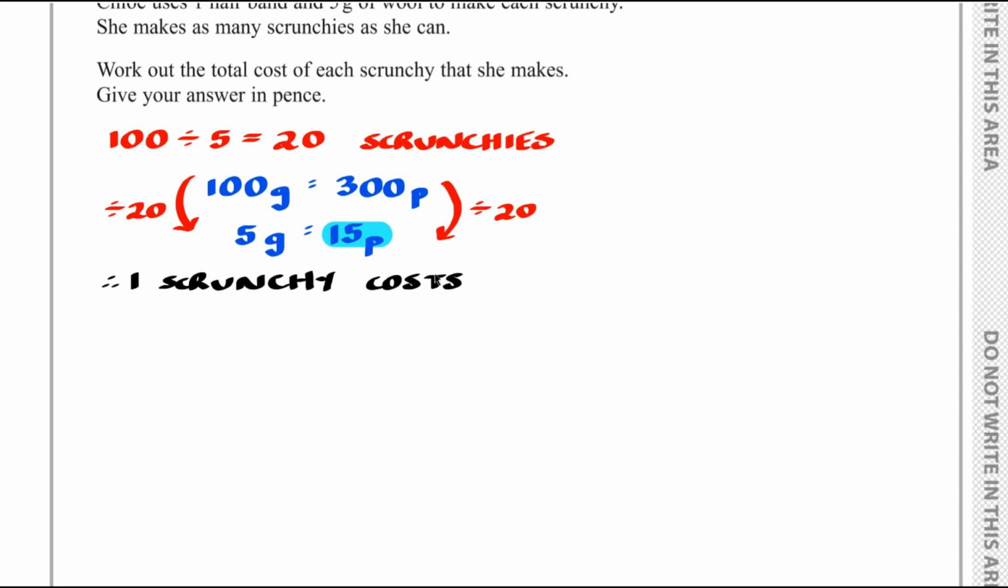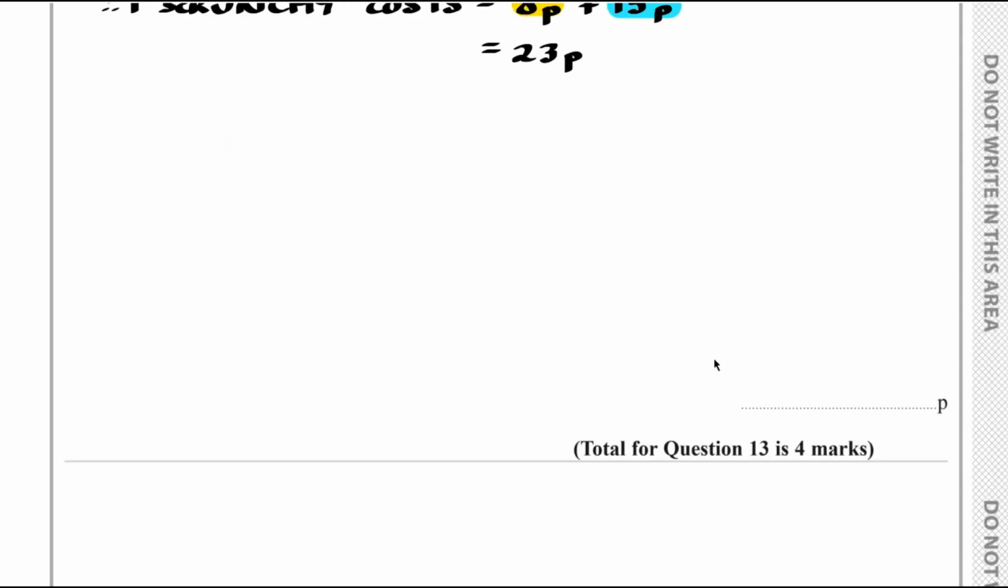So therefore, one scrunchie would cost 8 pence plus the 15 pence, which is 23 pence. So each scrunchie costs 23 pence.